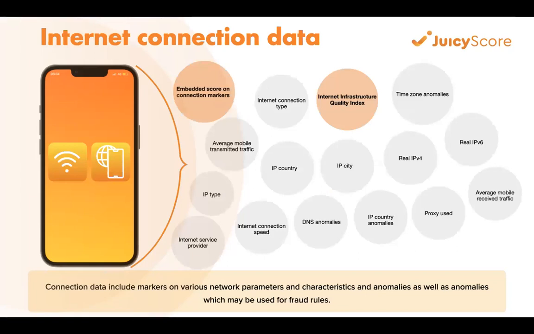Next is the connection data. The connection data includes markers on various network parameters and characteristics as well as anomalies that may be used for fraud rules. You can assess the IP country of the borrower, the type, the city that they are sitting in, and then the embedded score on the connection markers, as well as the internet infrastructure quality index, which highly influences the overall fraud score from JuicyScore.